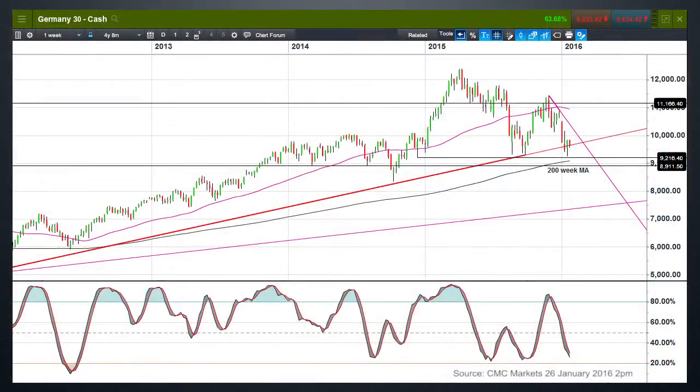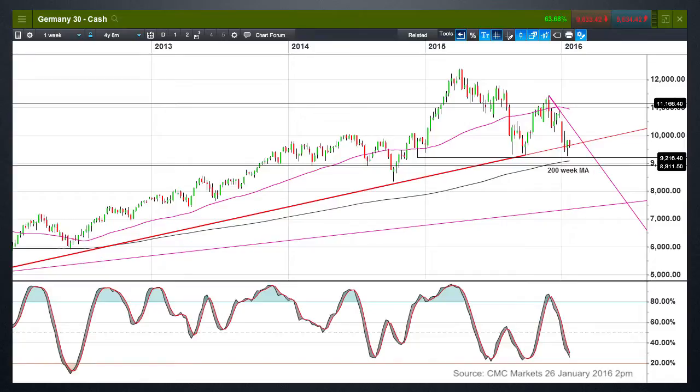Long-term chart, and again I've identified a number of key support levels, notwithstanding the 200-week moving average. That for me is the key support level, along with the 9,300 area, which we bounced off earlier this month. So again, the oscillator, as in the S&P on the earlier chart, is looking a little bit oversold.